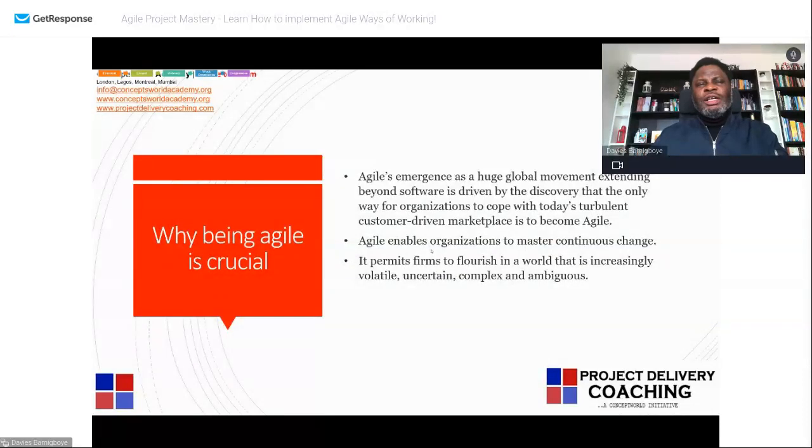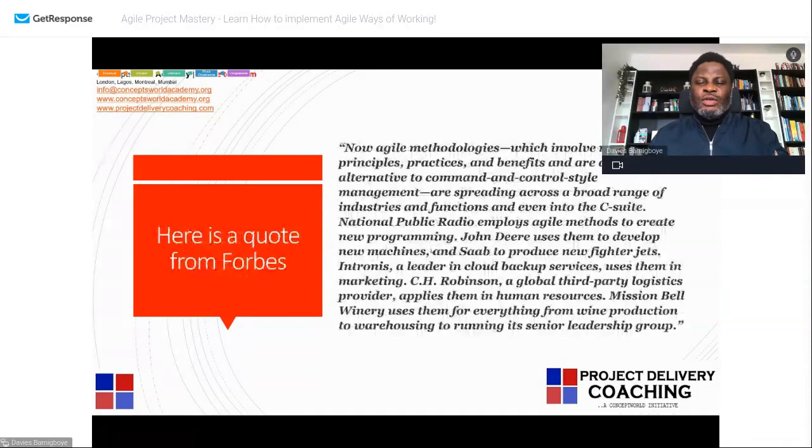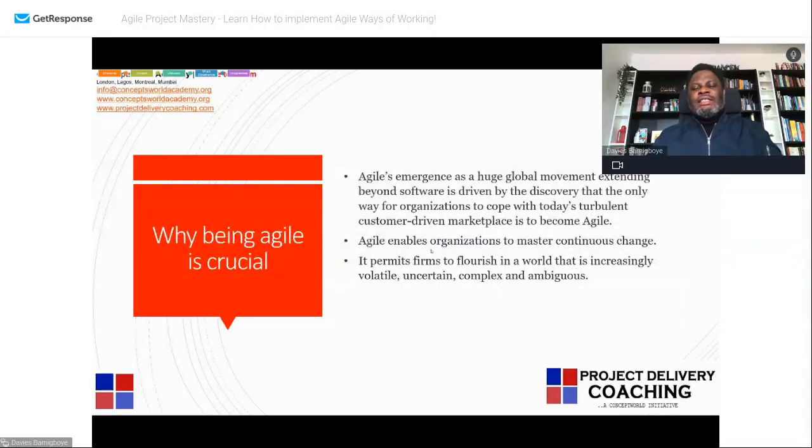So, why is being agile so crucial? Well, agile has emerged today as a huge global movement, extending beyond the software industry. Organizations are beginning to adopt agile because agile is useful to allow you to respond to a customer driven marketplace.